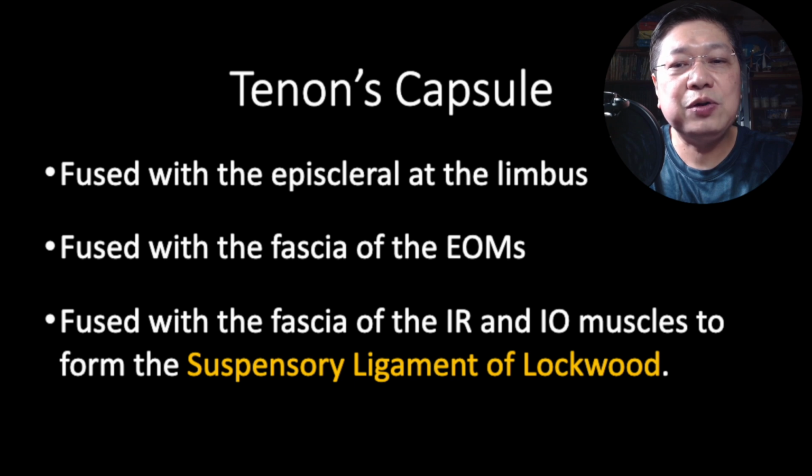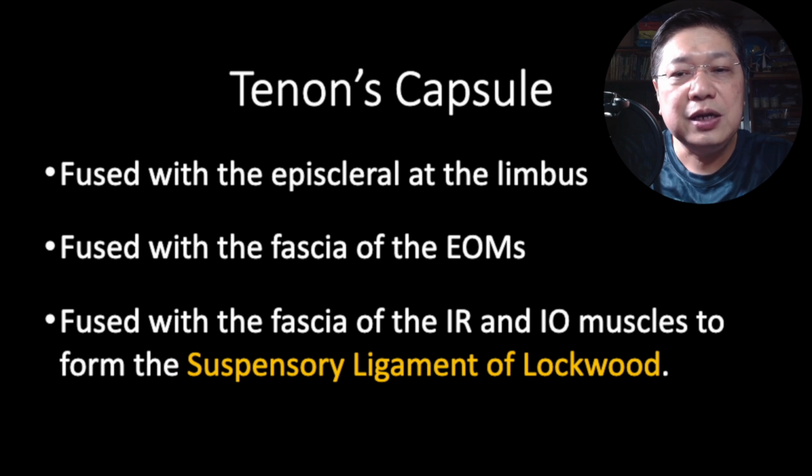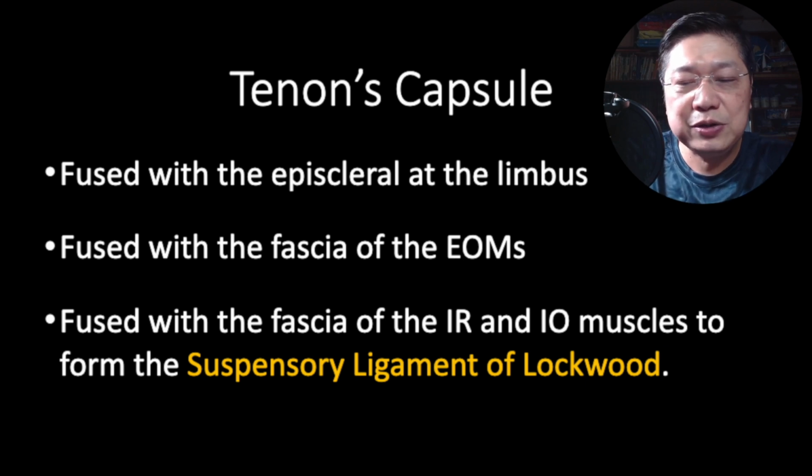It becomes what we call check ligaments, okay, as in check, and it's fusing with the fascia of the inferior rectus and the inferior oblique muscles, and forms the suspensory ligament of Lockwood, which becomes later on a very important ligament, because this is the ligament that controls one of your oblique muscles.